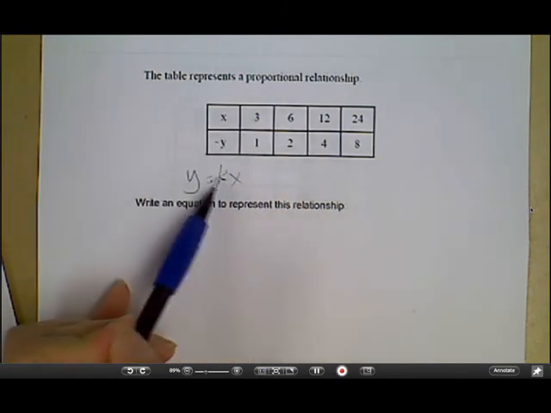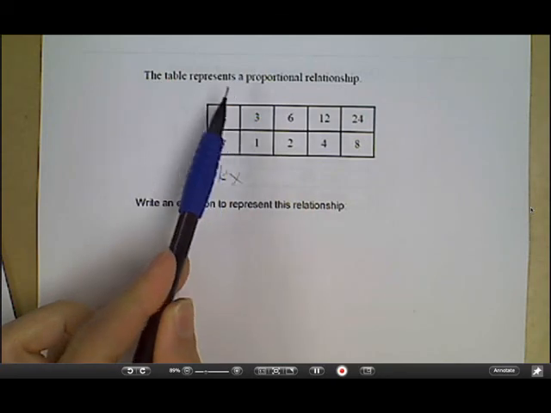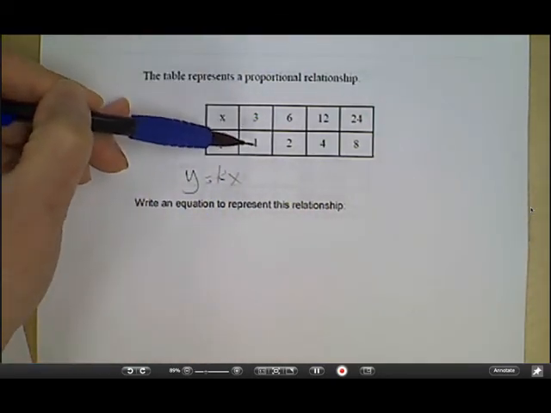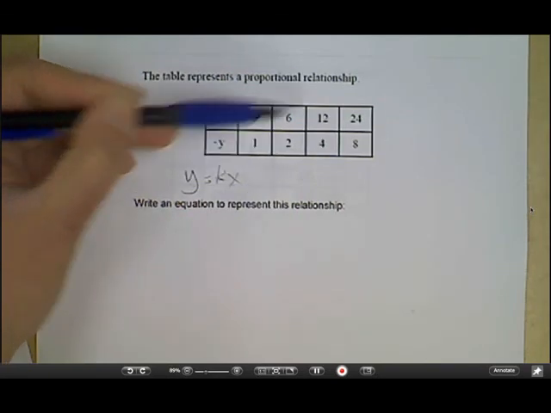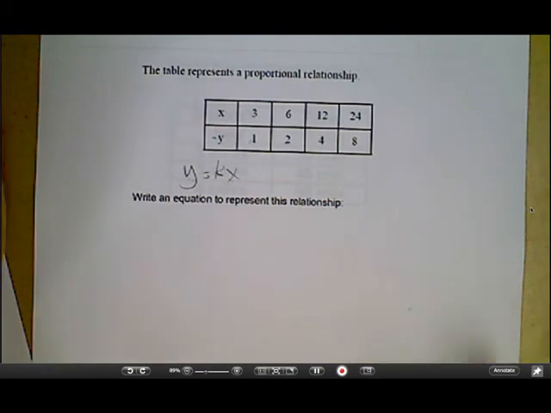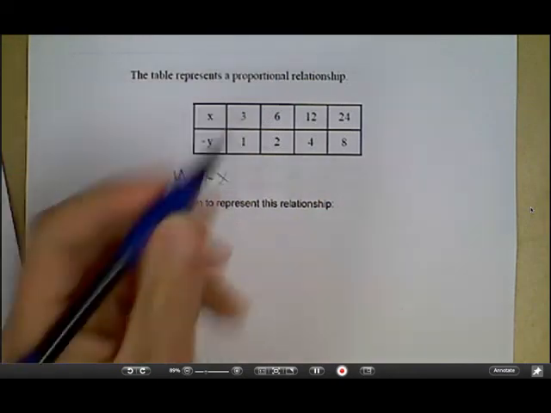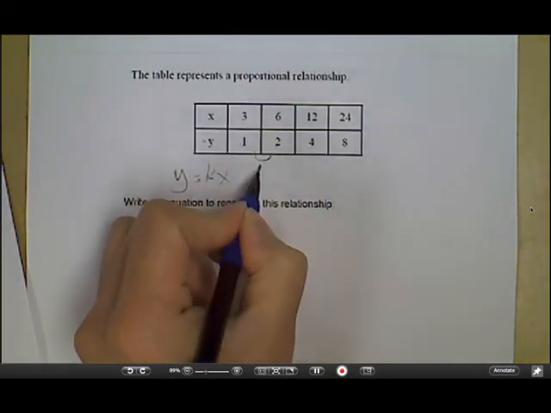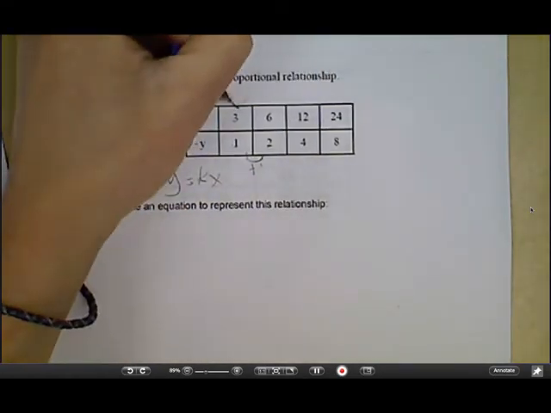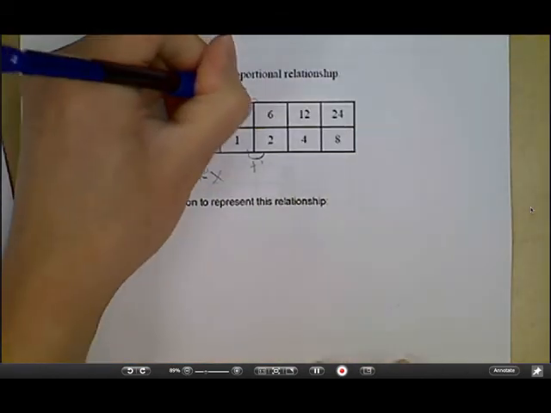What can I multiply by x each time to get y? Something times 1 equals 1, something times 6 equals 2, something times 12 equals 4. So we're not dividing, we're going to be multiplying. This tells me that it is going to be multiplying by a number less than 1. So I'm going to go ahead and find the slope. From 1 to 2, that's plus 1. From 3 to 6, that's plus 3.